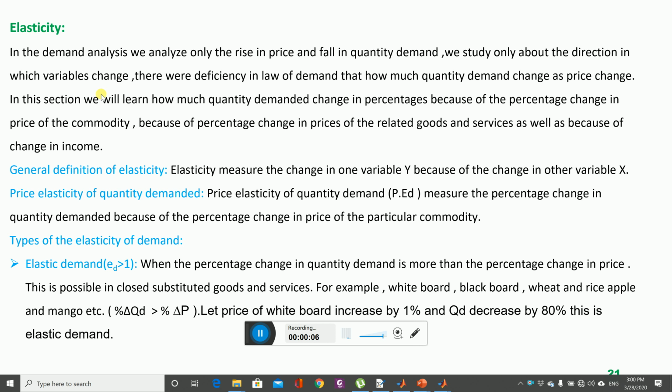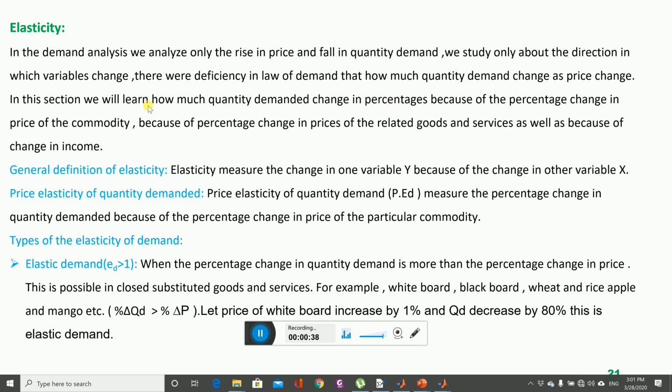Today our lecture topic is elasticity. So let me generally discuss elasticity. In the demand analysis, we analyze only the increase in price and decrease in quantity demanded. We study only the direction in which variables change. There was a deficiency in the law of demand: how much does quantity demanded change when price changes?